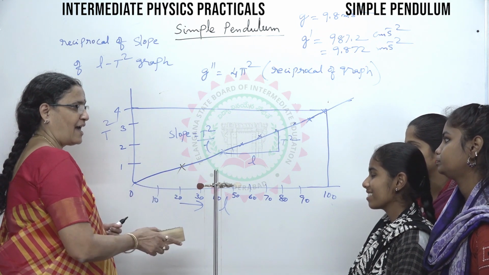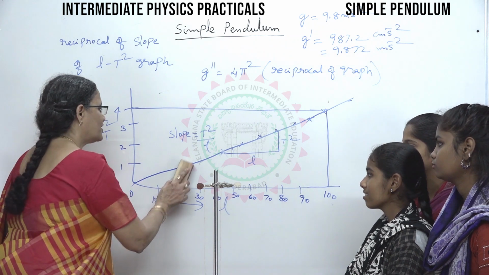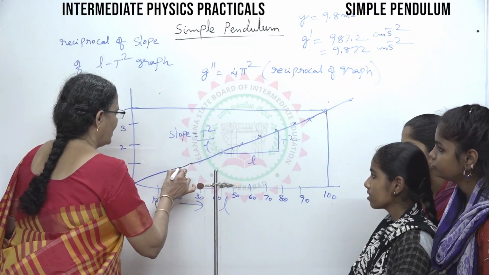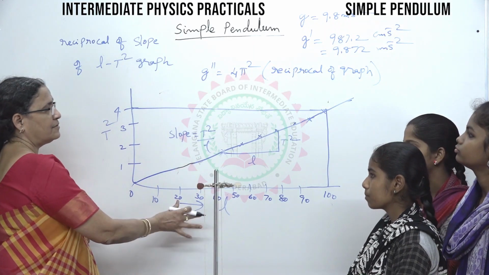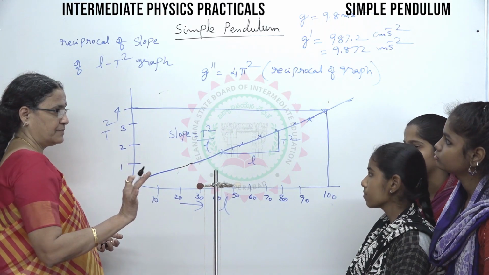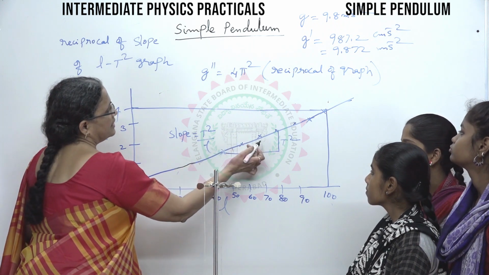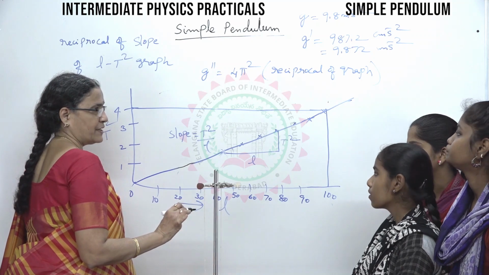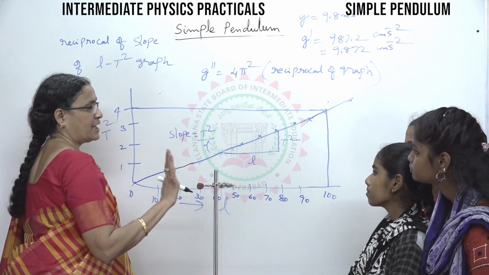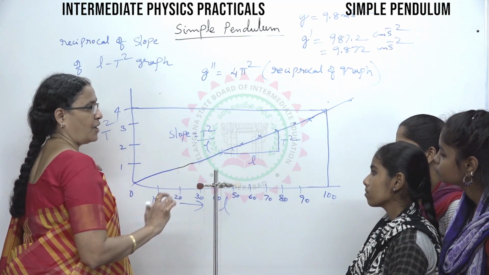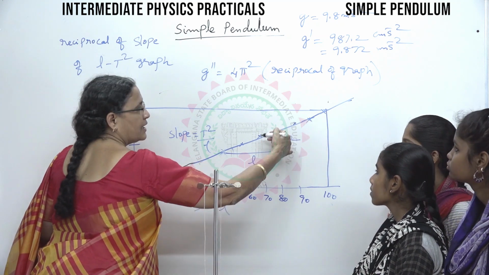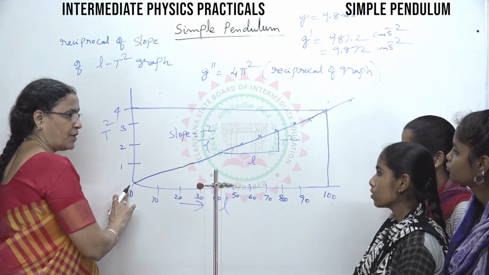Your graphs, your readings, everything should be in calculations in accordance with your observations. So you should get a straight line. It doesn't matter even if a point is not meeting. Draw through the maximum number of points. A minimum of 3 points is required to draw a straight line. Okay, so draw a graph. It should be a straight line passing through the origin.